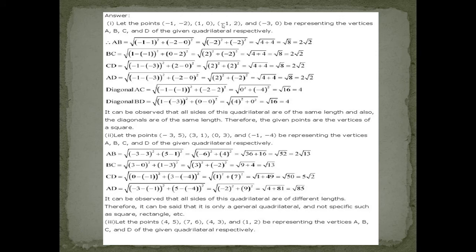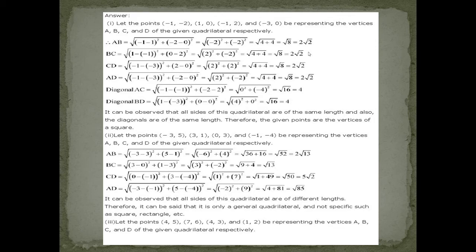So here we can see two examples. This is the first example. Here they are giving some 4 points. You are supposed to verify whether it is a square, a rectangle, a rhombus, or a parallelogram. If at all it is not satisfying any of those 4 properties, it is simply a general quadrilateral.